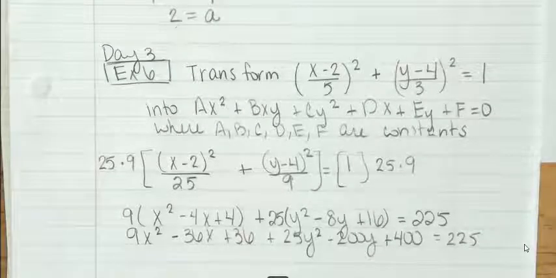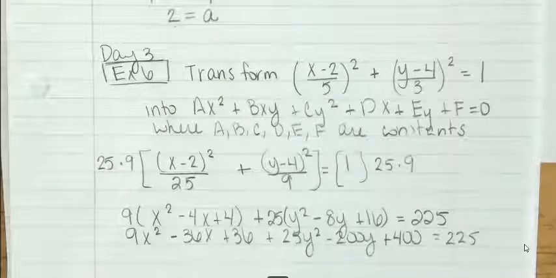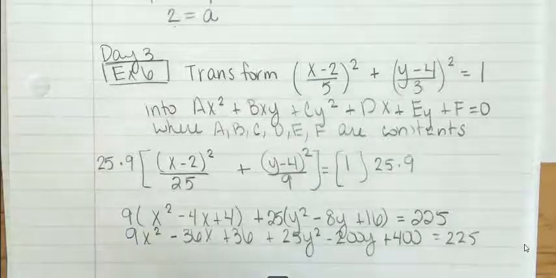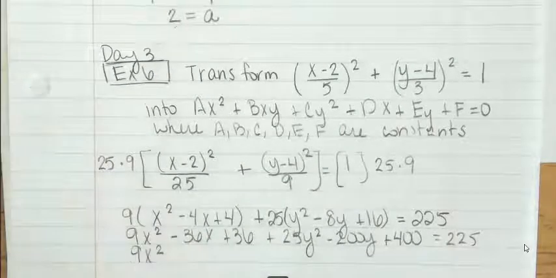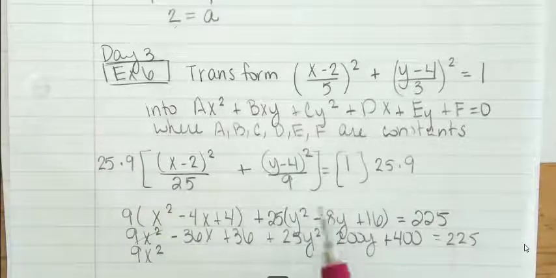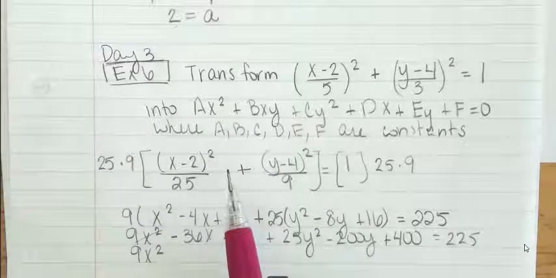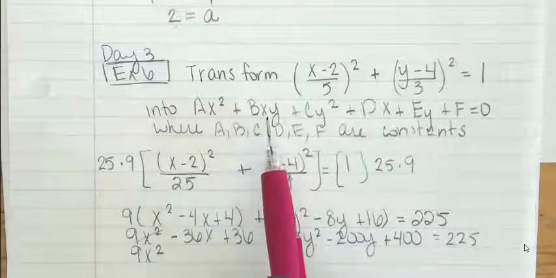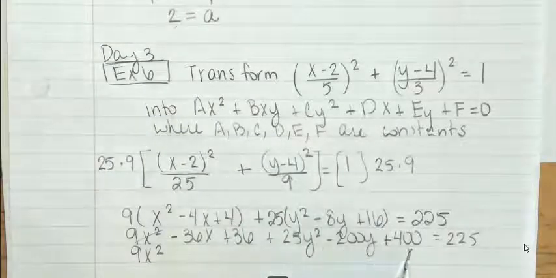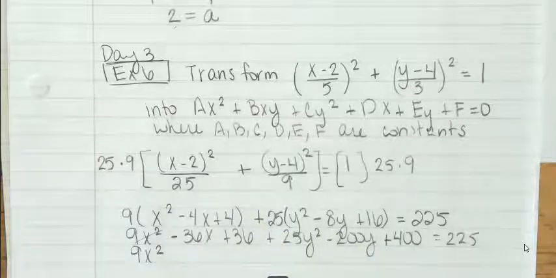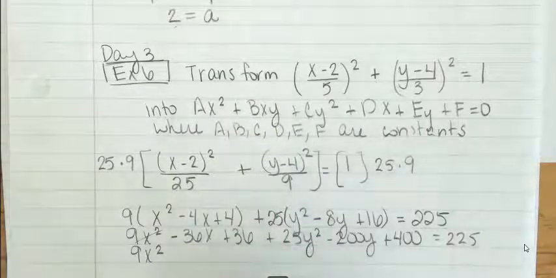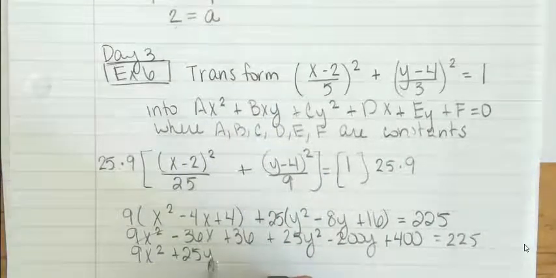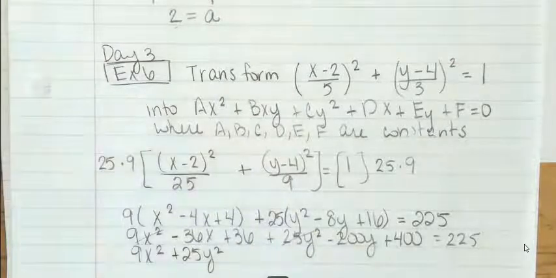Well, we can combine any like terms that we might have. We should have 9x squared. I don't see any other x squared terms, so 9x squared, took care of that one. Did I get these all? Yep. Then bxy. Do I have any xy terms? No. We want our next one to be the y squared term, so that's going to be 25y squared. Okay, that's taken care of.